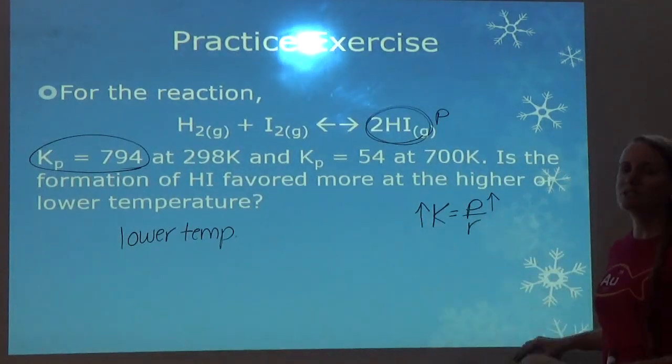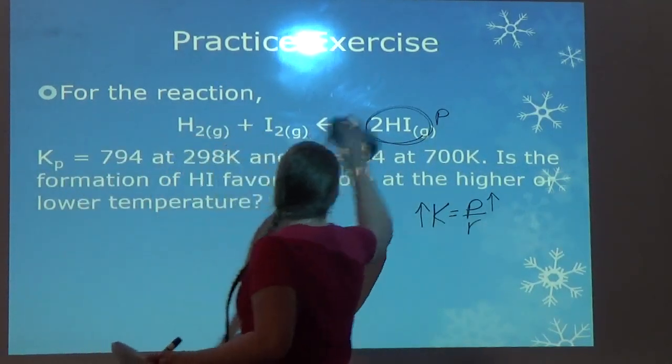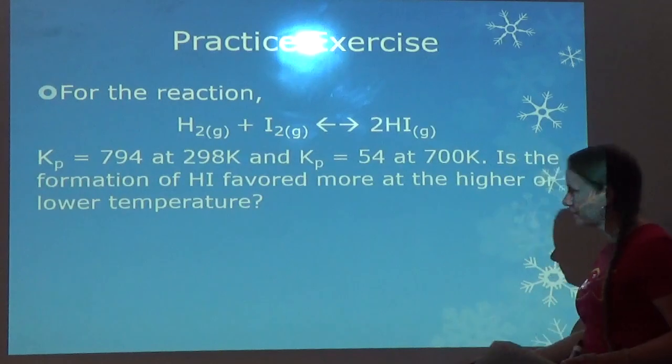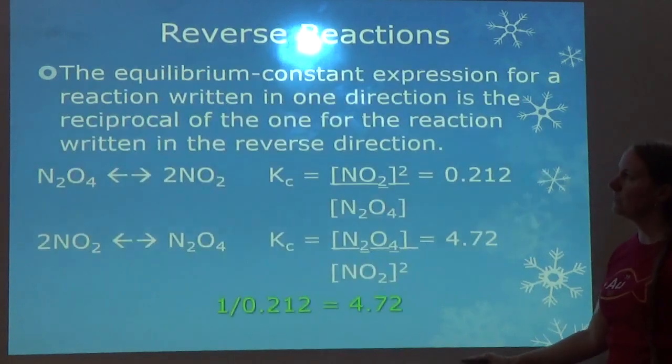Alright, so like I said, y'all, if you'll just think of K as products over reactants, it helps a lot to kind of simplify it that way. So I wrote lower temperature because Kp is higher, which means the products are favored.